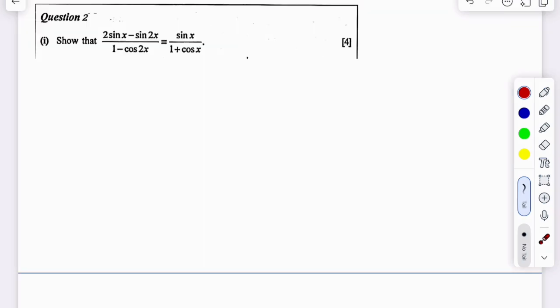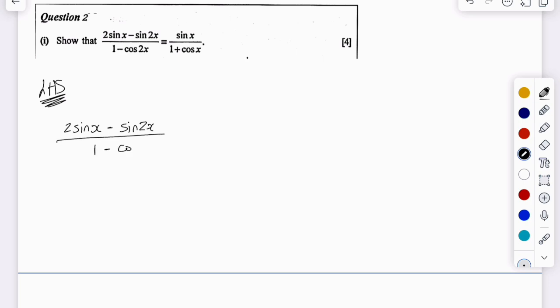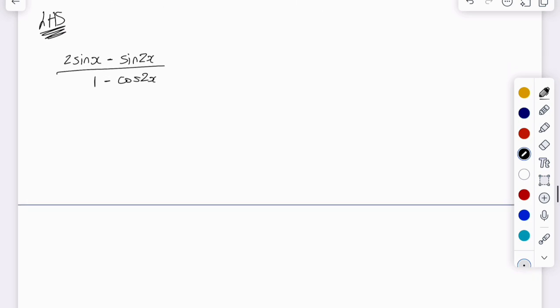Right, guys, now for question 2, okay, it says, show that 2 sine x minus sine 2x over 1 minus cos 2x is equivalent to sine x over 1 plus cos x, right? So what we're going to do here is we're going to attack the left-hand side. Okay, so if we go for the left-hand side here, obviously, we start off with 2 sine x minus sine 2x over 1 minus cos 2x.